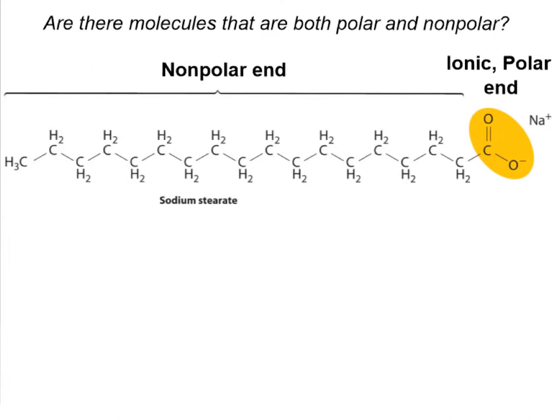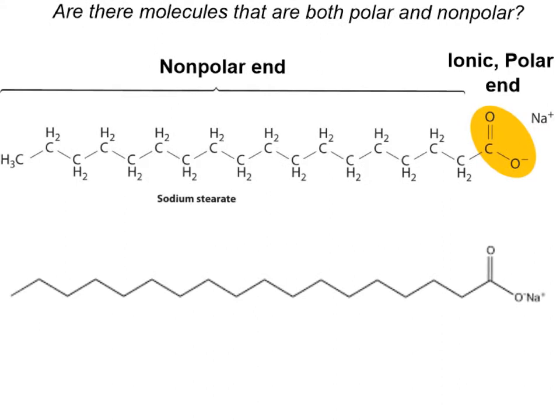Are there molecules that have both polar and non-polar parts? Yes, indeed there are. Here's an example. Sodium stearate has a long chain at the end that's nonpolar. See these carbons bonded to the hydrogens all the way along this chain. And then here is our polar end. It's very ionic. It has a place here where this hydrogen actually has been lost, and so it's attracted to sodium ions.